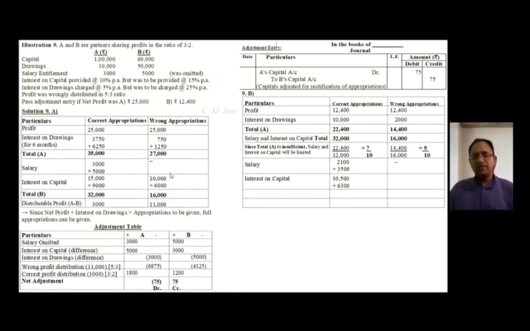As per wrong appropriations, A was given 10,000, but now this amount will be limited to 9 by 10. Not 7 by 10. Remember, in the wrong appropriations, the ratio is 9 by 10. So 9 by 10 of 10,000 is 9,000. And 9 by 10 of 6,000 is, absolutely right, 5,400.